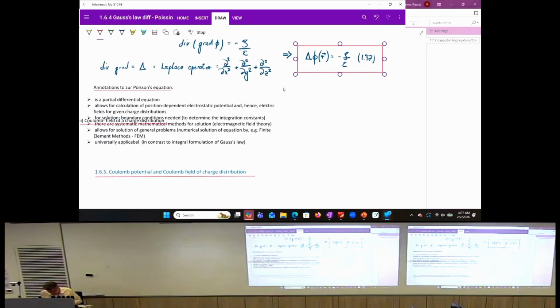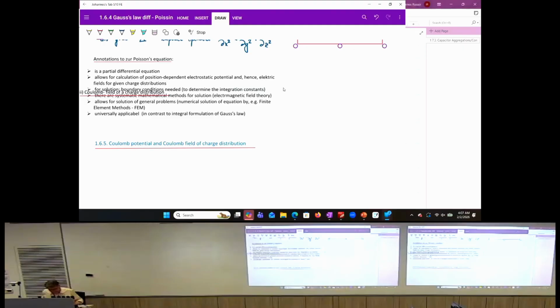I have on this gap text sheet also a reference to the Coulomb potential in a Coulomb field charge distribution. This is basically when you have these point charges, how you obtain the potential. And there I would like to refer you to the printed lecture notes. It's a small section. You can find these details there, but I will not give you further details.